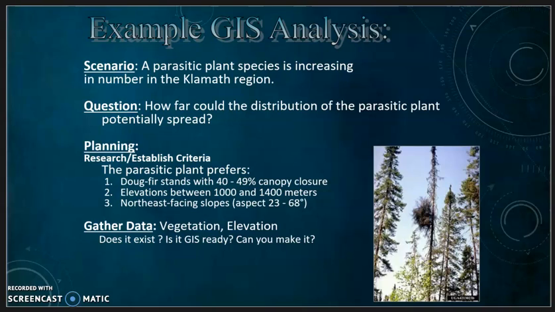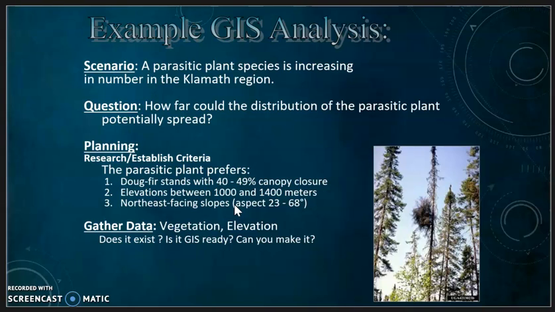So let's just say that someone has found a dwarf mistletoe that has a very specific habitat requirement, and so we want to be able to establish certain criteria of this parasitic plant. So in the planning process, we're setting these standards. So we know that this parasitic plant prefers Douglas fir stands within 40 to 49% canopy closure. It likes to be in elevations between 1,000 and 1,400 meters, and most of the time it's found on northeast facing slopes with an aspect of 23 to 68 degrees.